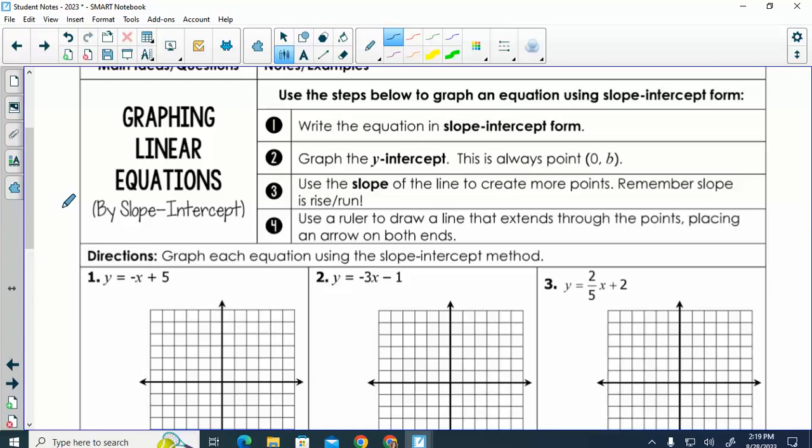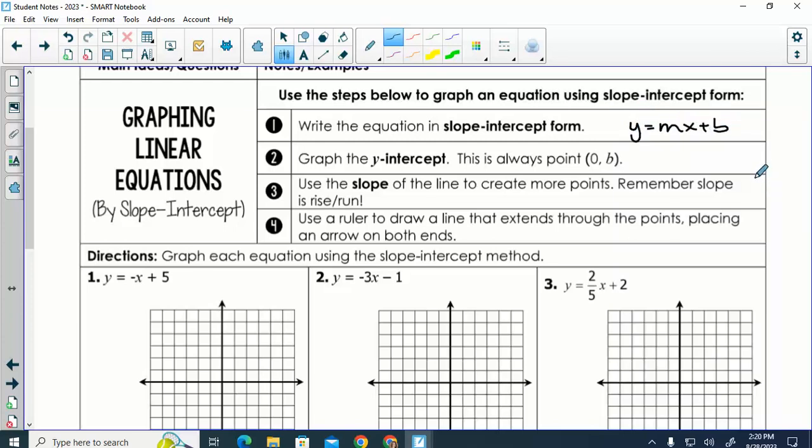When we go to graph these, the first thing, it has to be written in slope-intercept form. What is slope-intercept form? Right, that's what we were using last week. Y equals mx plus b.